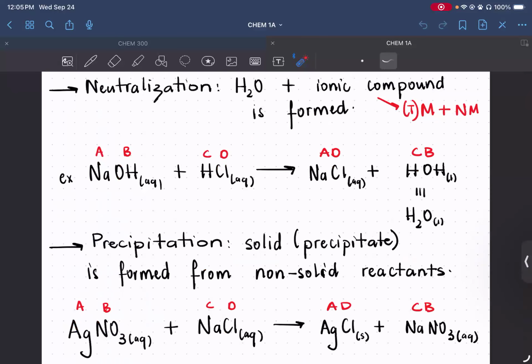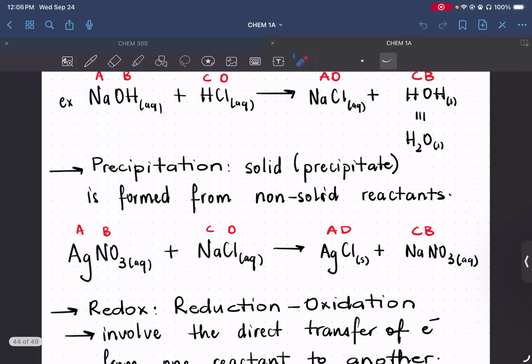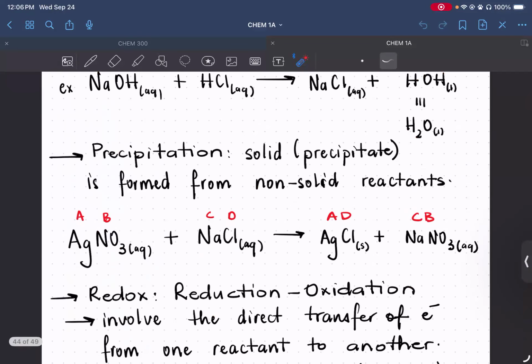We then cover the basic idea of a neutralization and precipitation reaction. In neutralization, water and an ionic compound is formed. An ionic compound is a metal and nonmetal. We then went over precipitation, in which a solid precipitate is formed from non-solid reactants.